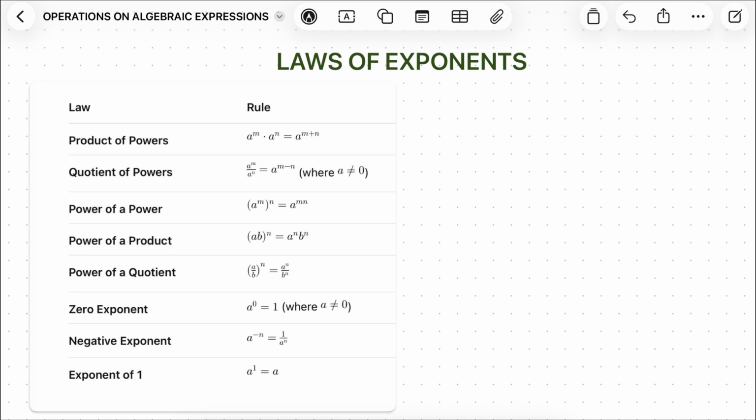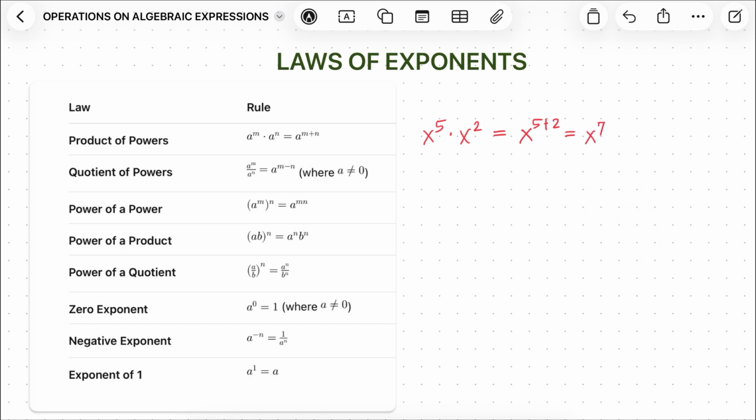Number one, we have product of powers. It says here, if you multiply terms with the same base, which is a, you will simply just add the exponent. For example, we have x raised to 5 times x raised to 2. Again, the same base, they are both x. So copy the variable and add the exponent. This will give you x raised to 7.